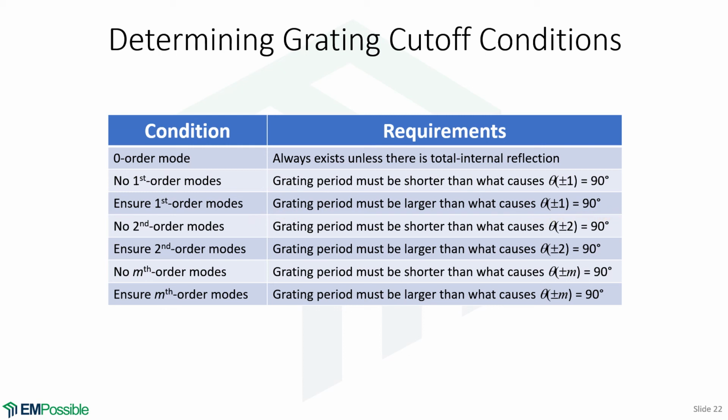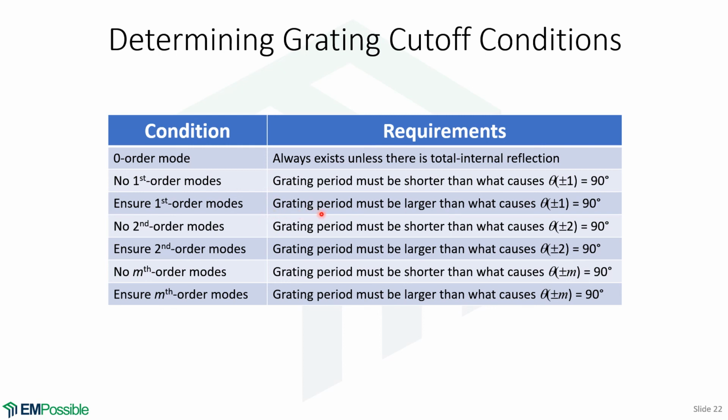And it's very rare we would operate a diffraction grating right on that cutoff. We'd want to be comfortably to one side or the other. And then we can keep building on this. What if we only want the first order diffracted modes? We do not want second order modes. So let's say we wanted first order modes, but we do not want second order modes. So we're going to have to make sure that both these conditions are satisfied.